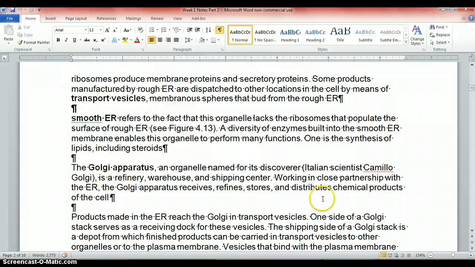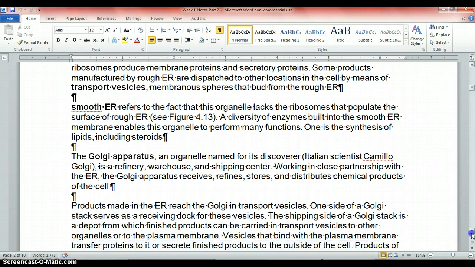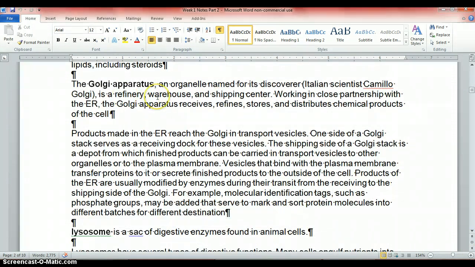Now the Golgi apparatus is a refinery, warehouse, and shipping center. So what that means is it works with the ER. The Golgi receives, refines, stores, and distributes. So basically ER makes the product, then the Golgi takes it, makes it even better, and sends it out.